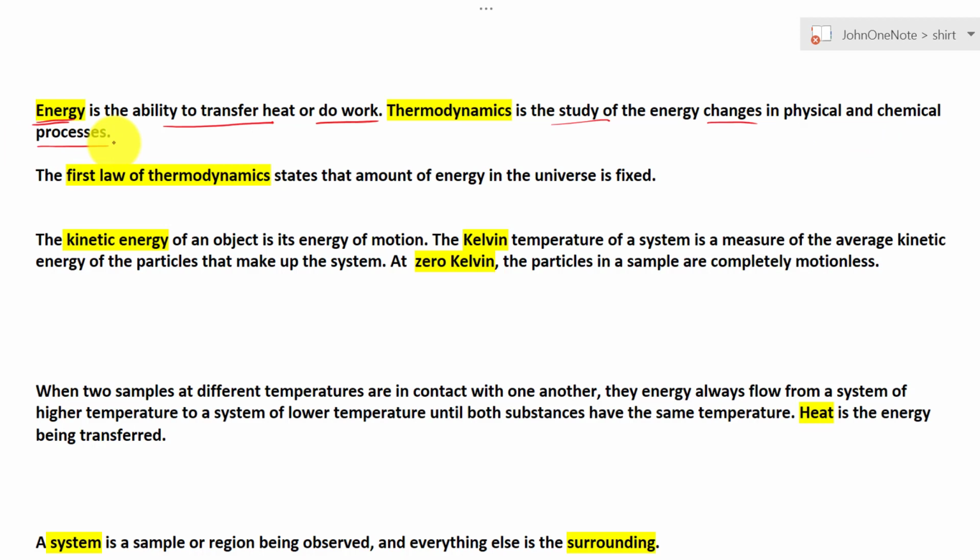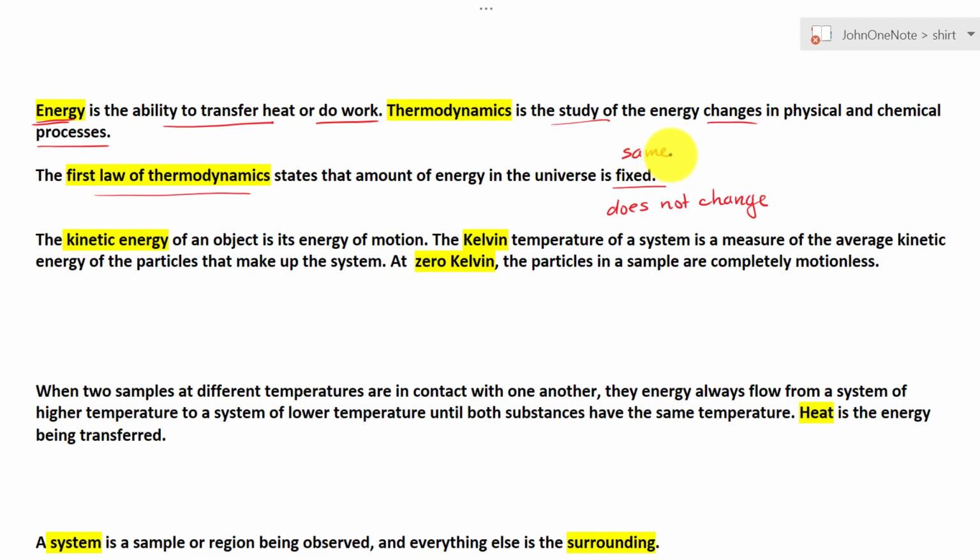To understand how energy changes in a physical and chemical process, we need to understand the first law of thermodynamics. Basically, it states that the total amount of energy in the universe is fixed. The word fixed means it does not change, or stays the same.